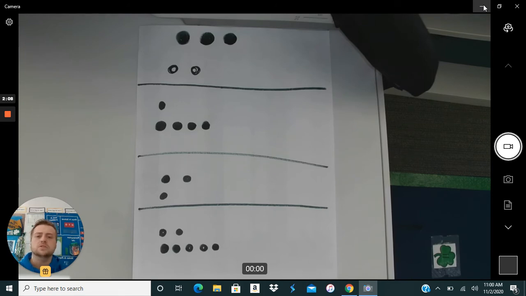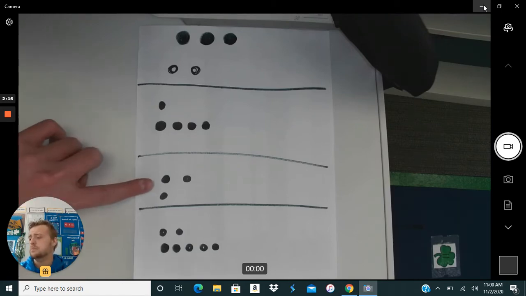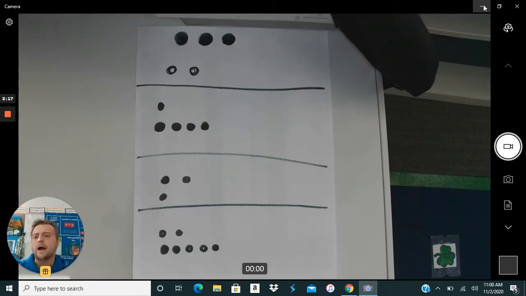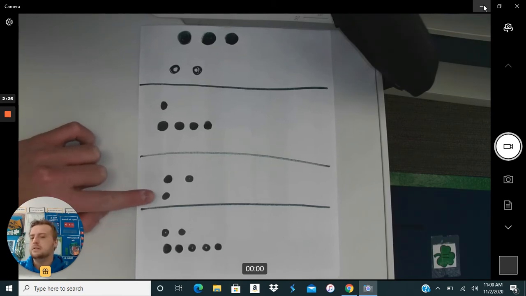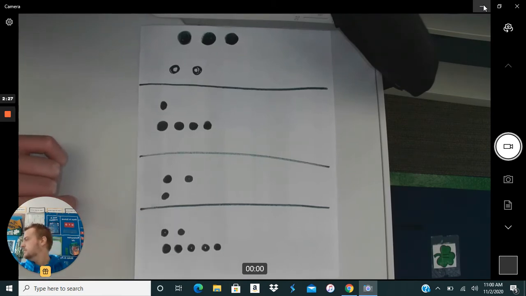How many dots do you see? Very good. We have 3 total dots up here. Can someone tell me how they see 3 dots? Awesome. So we have a group of 2 dots and 1 dot right there. Very good.